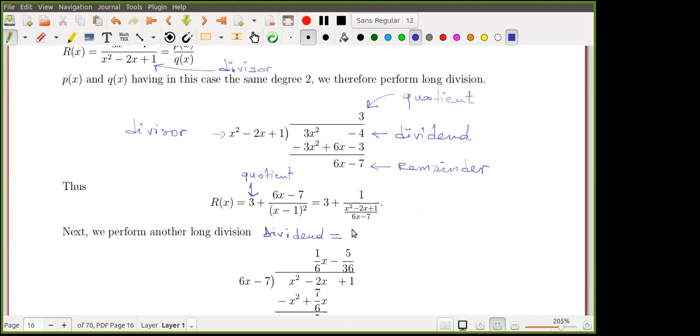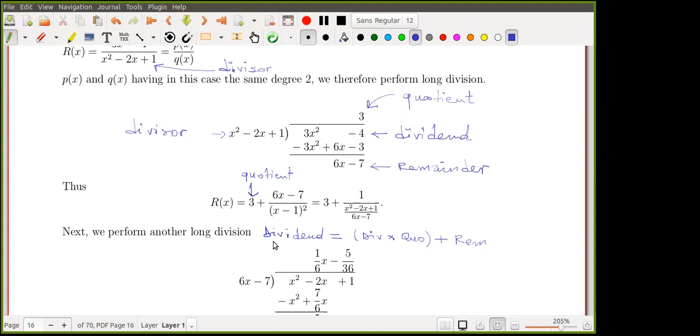is equal to the divisor. I will just put div for the divisor times the quotient. I will just write co, plus the remainder. We'll just write rem for the remainder. Now, what is our R? R is just the dividend by the divisor.